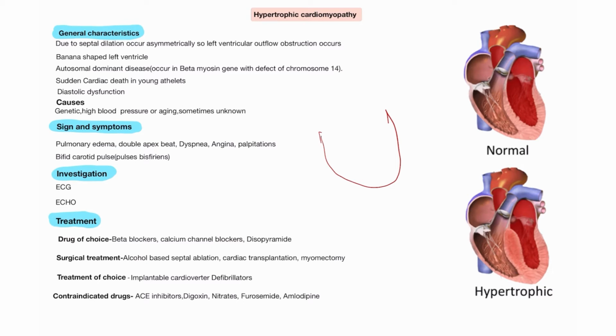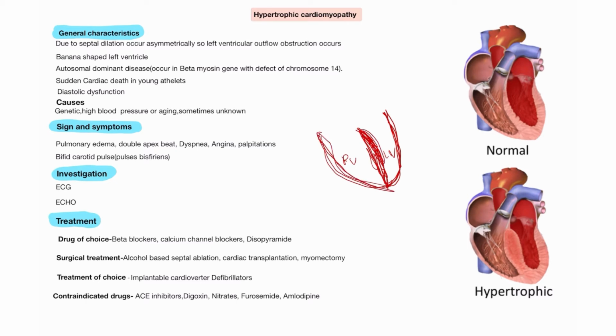Here are the ventricles, you will see the right and left ventricles. Here is the right ventricle, here is the left ventricle. But in this you will see the septum dilation occur. Most of the part is covered by the septum. This is the ventricular wall, but this is the right.